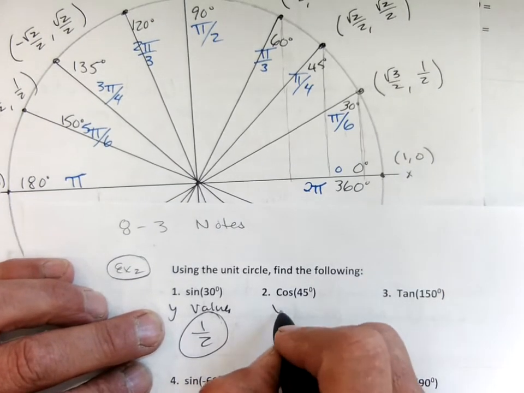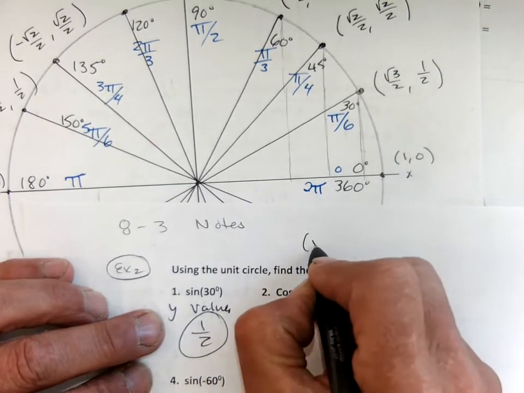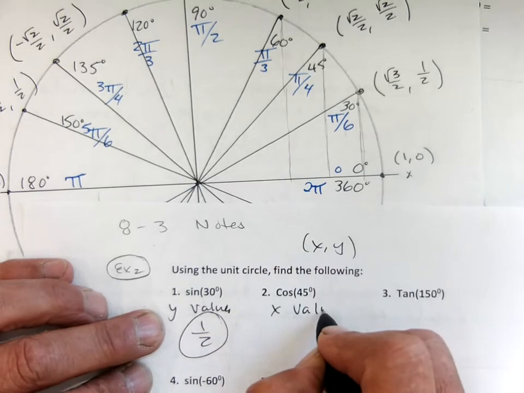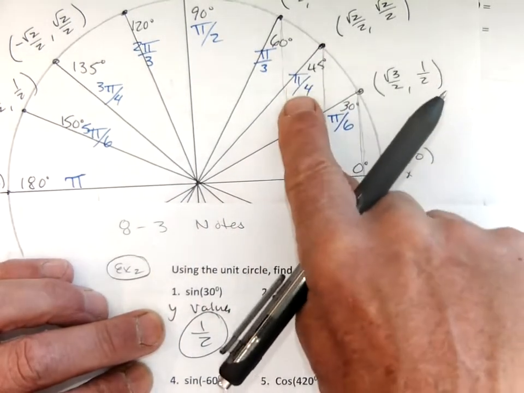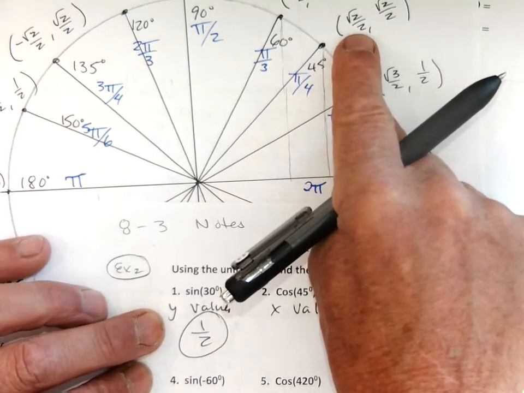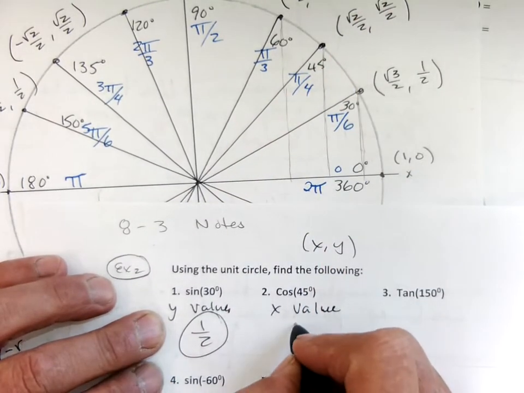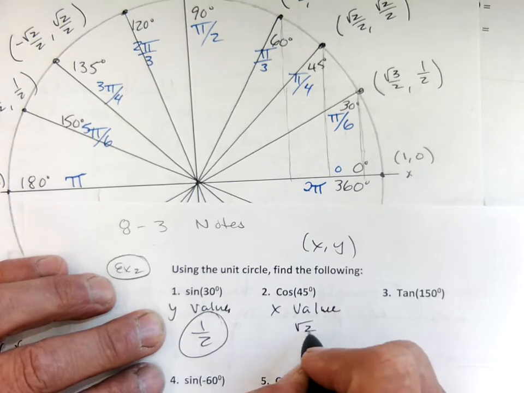Cosine of 45. Cosine is the x value of the point, right? Every point's got some x, y value. Cosine is the x value. So go to 45 degrees. What's the corresponding x value? Square root of 2 over 2. That's the answer. That is the cosine of 45 degrees. It's the exact answer.